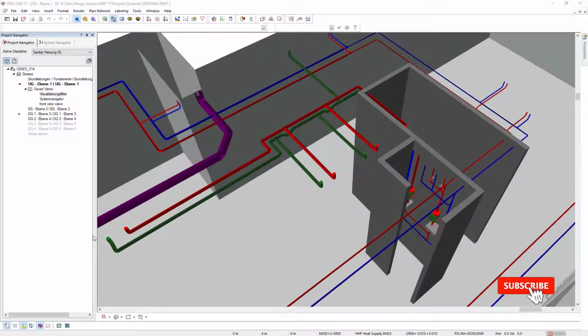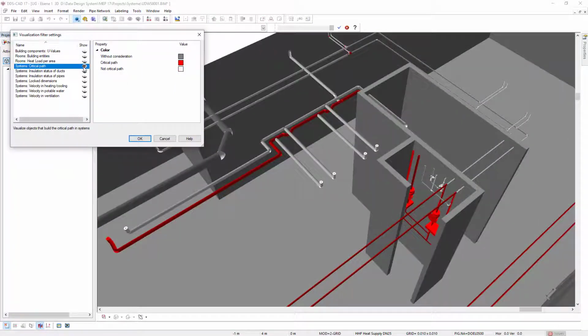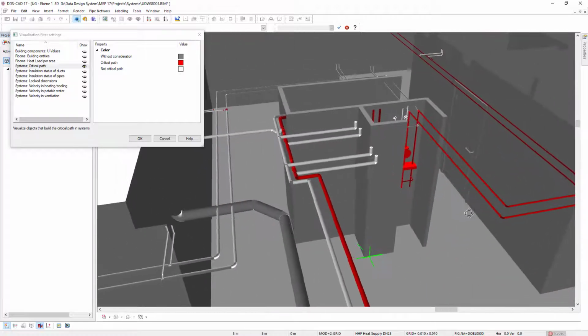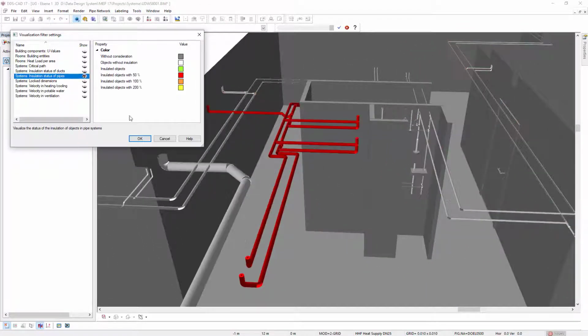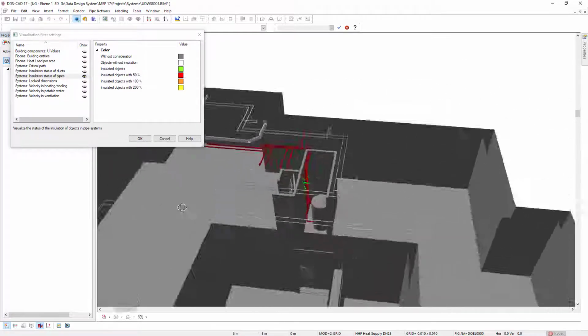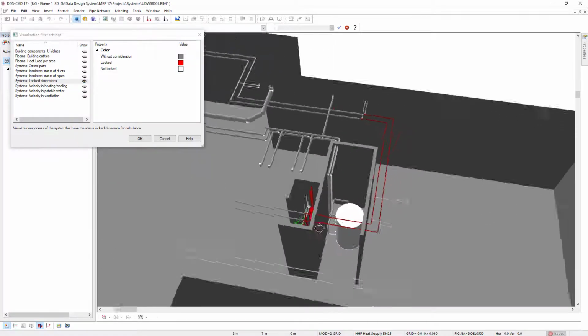In DDScad 17 you get new visualization filters in the rendered model for your sanitary, heating, air conditioning and ventilation design. Previously, it was possible to display components, the U-value analysis and the heating load of specific rooms. Now, additional states of the system can be visualized.